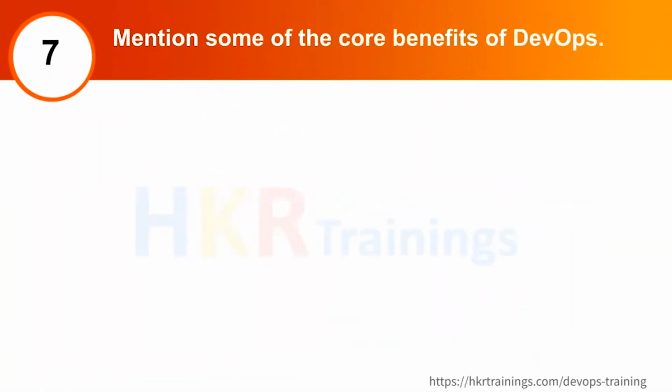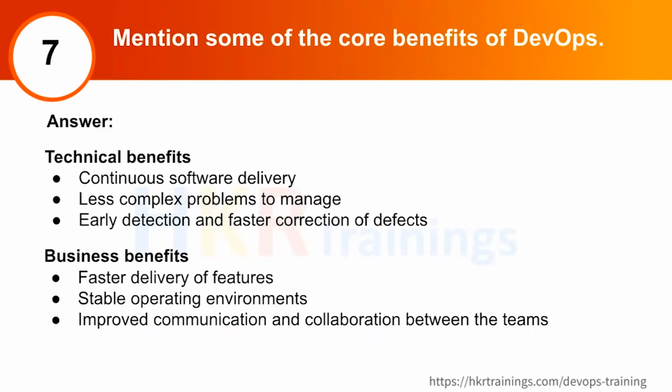Mention some of the core benefits of DevOps. We saw what DevOps is in the first question. So what are the different core benefits of DevOps that we can leverage? Technical benefits: obviously we can do continuous software delivery. There will be less complex problems to manage because of DevOps. Early detection and fast correction of defects. That's what we call fail fast. If it is going to fail, it should fail fast, so that we get to know earlier and we can fix it before it damages more of the application.